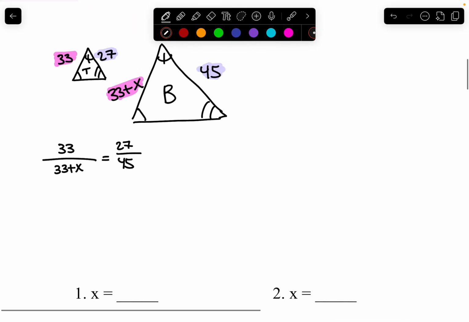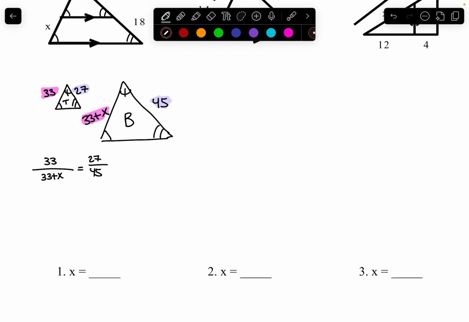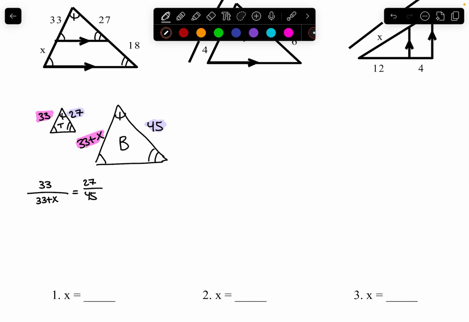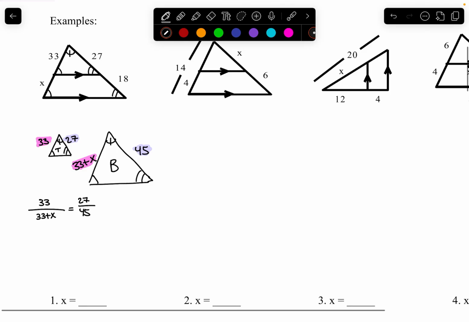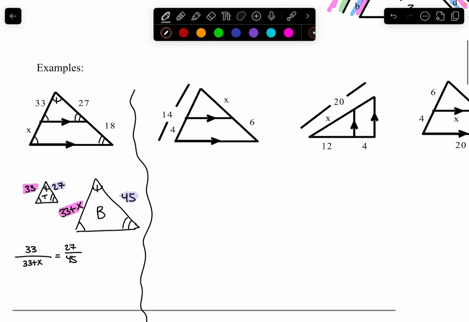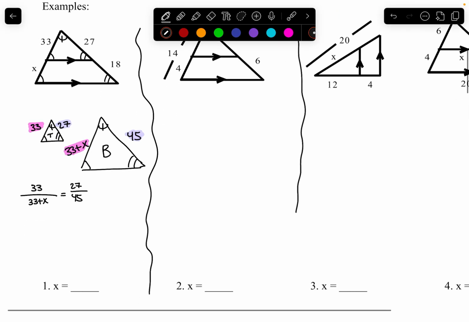So I'm not going to solve this for you, only because we've done this now 1,000 times, and I don't want to have to do that for the sake of the length of this video. So you know how to solve proportions, so you may solve those proportions however you would like to.